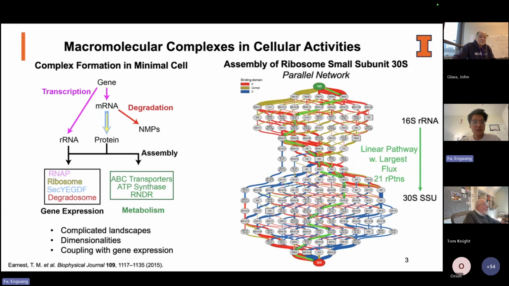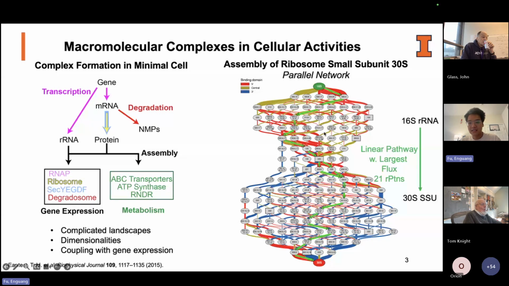However, investigation of macromolecular complex assembly remains rare, mainly due to the complicated landscape of the assembly pathways of each complex, the different dimensionalities, meaning the 3D cytoplasm and the 2D membrane, and also the tight coupling between gene expression and complex formation in vivo.